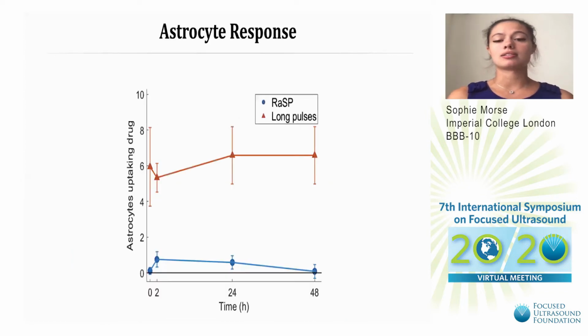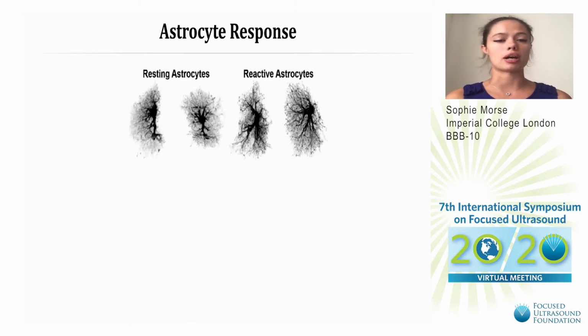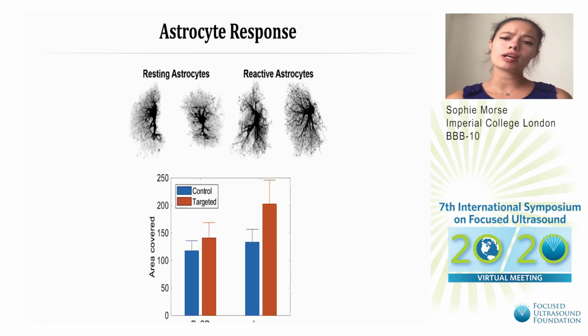With the astrocytes, in a similar way, we see a lot less uptake with the RaSP sequence. You'll see this in blue within astrocyte cells of our model drug. In terms of their morphology, they're different from the microglia. When they become reactive, the astrocytes become bigger. Both the cell body and also the branches become thicker, and that's a way of recognizing the reactive state of the astrocytes. They occupy a larger area inside of the brain. So if we quantify the area covered by these cells, we actually see that with the RaSP sequence, this is lower. So it indicates that there's less of these reactive astrocytes inside of the brain compared to the long pulses.